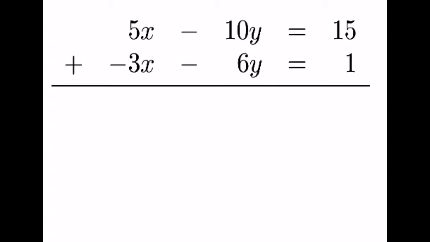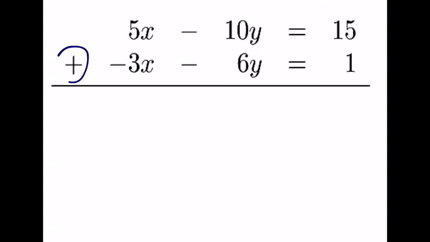The next skill we are using is adding columns straight down for 2 equations. So notice the x terms line up, the y terms line up, and the constants line up here on the right, because both of these equations are in standard form. You might remember that from last week.